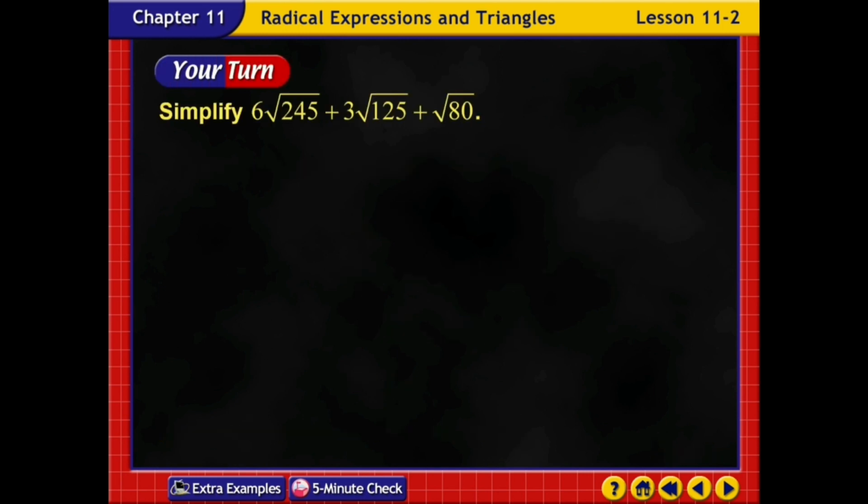Now, it's your turn. I want you to answer 6 square root of 245 plus 3 square root of 125 plus square root of 80. I'm going to give you again 20 seconds to answer this. Timer starts now.